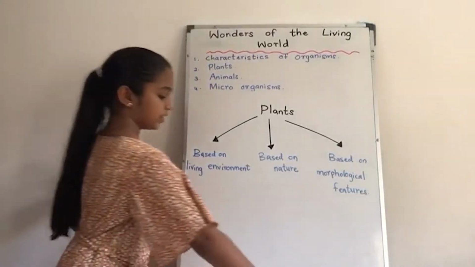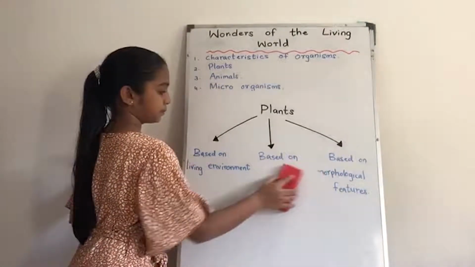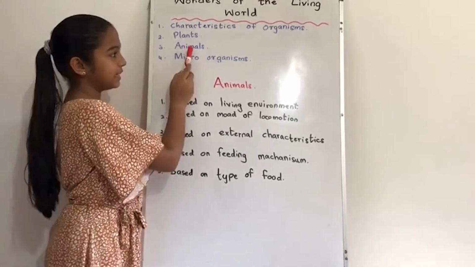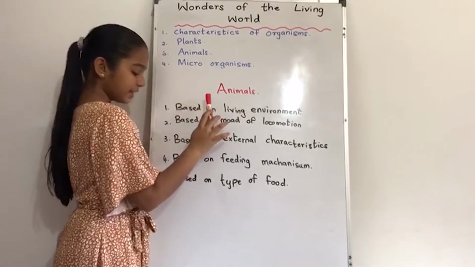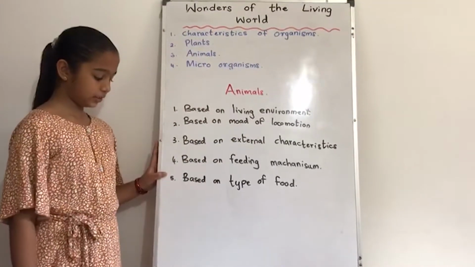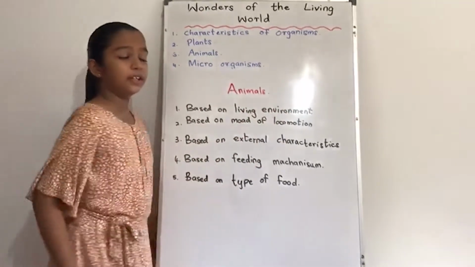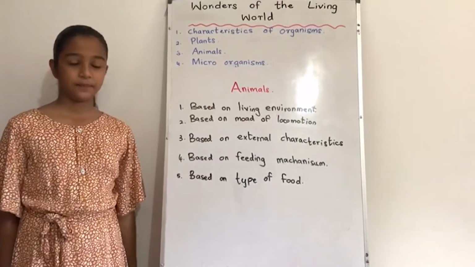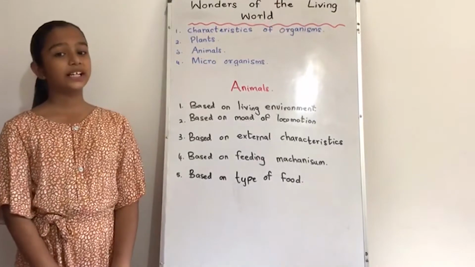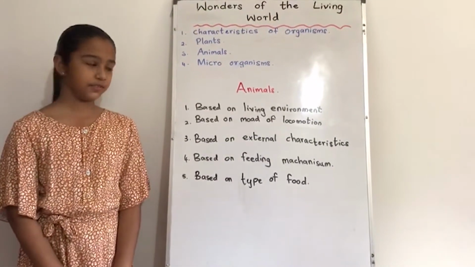Now let's go to the next subtopic. The third subtopic is animals. We can divide animals into 5 main groups. The first one is based on living environment. Now let's see some examples for it. Terrestrial, aquatic and aerial are examples.